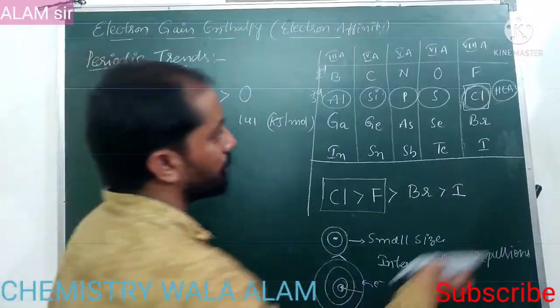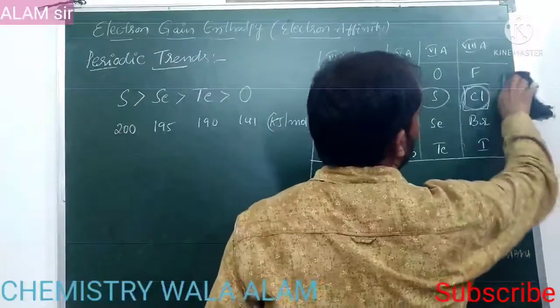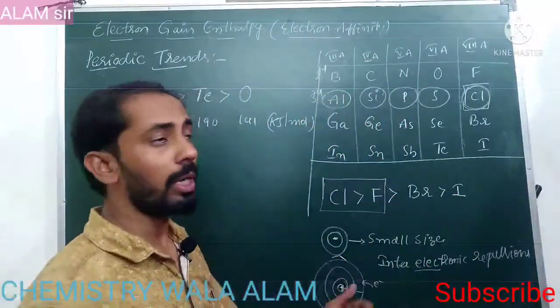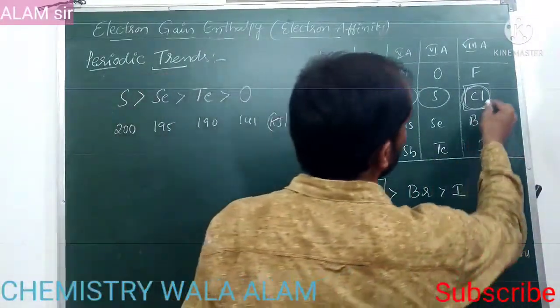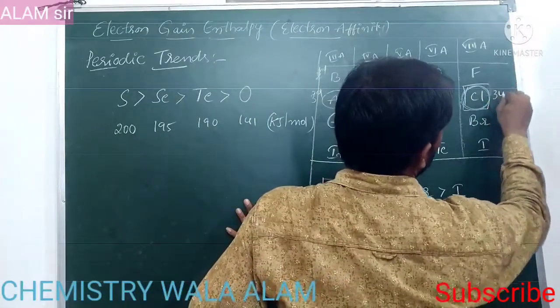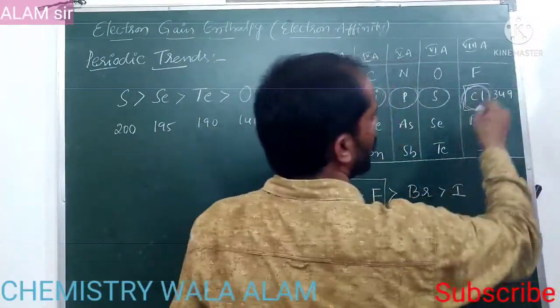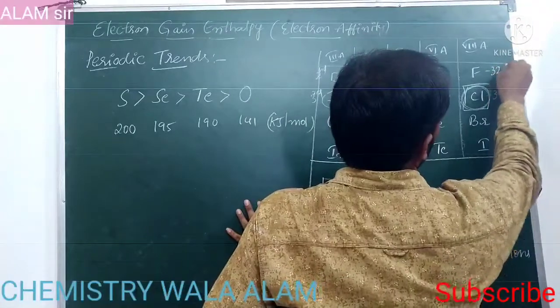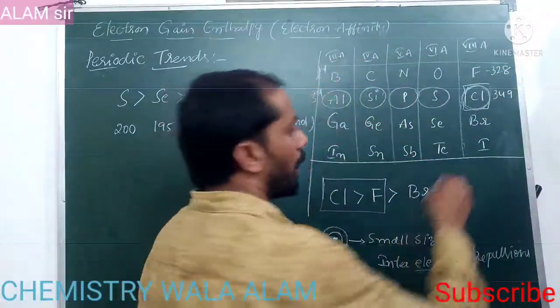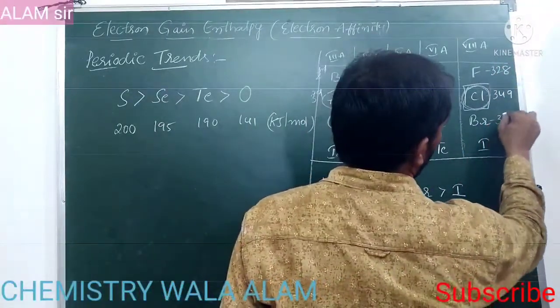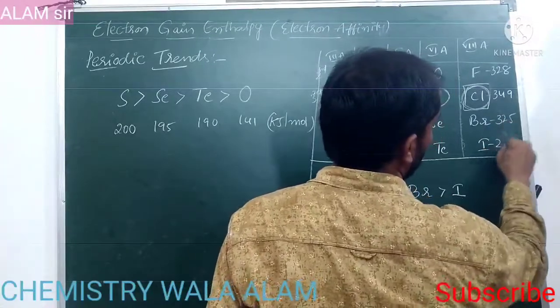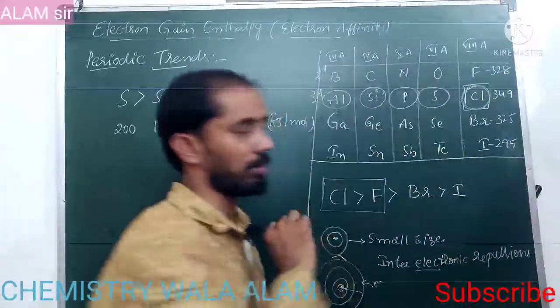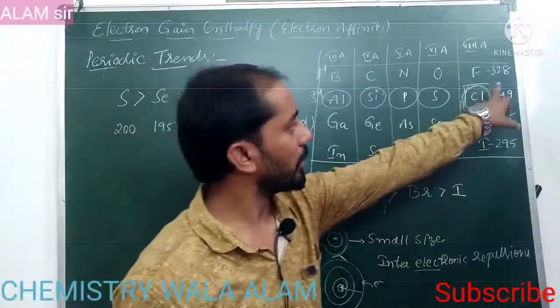Even in the 7th group elements, why does chlorine have the highest electron affinity? If you see the amount of energy released, it is 349 kilojoules per mole for chlorine, fluorine is 328, bromine is 325 kilojoules and iodine is 295 kilojoules.